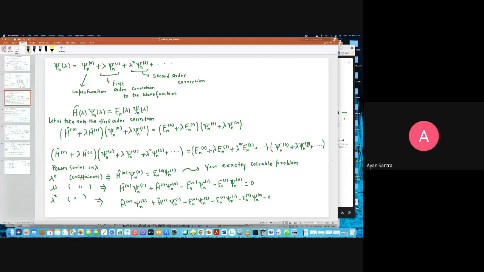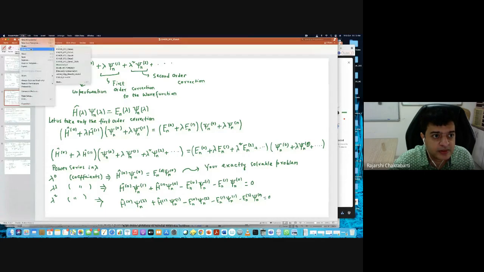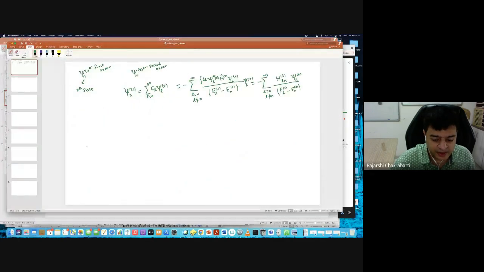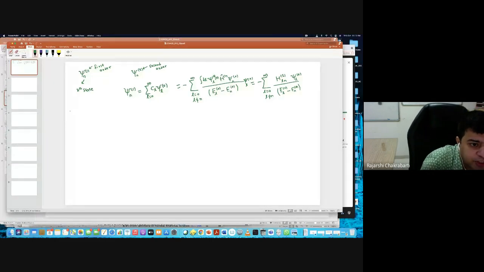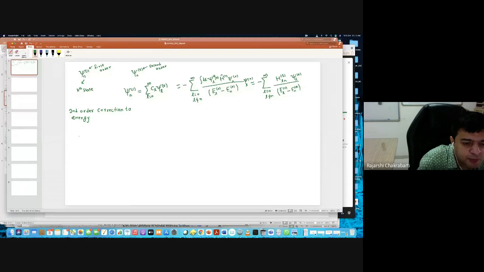So now you got how to do it, the trick, how to remember. Okay, so let us write it down. So what is the first term? What I'm going to do is the second order correction to energy. Second order correction to energy. Okay, so we go back to that equation and write down the first term.